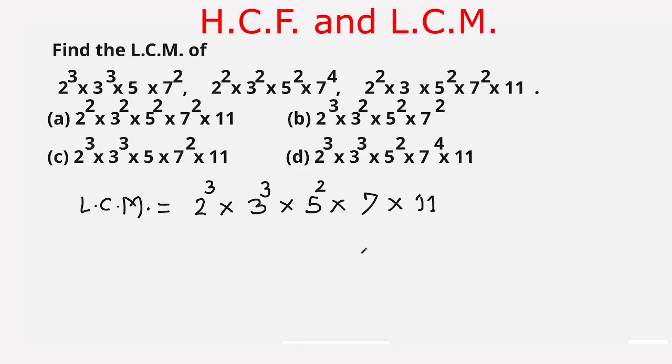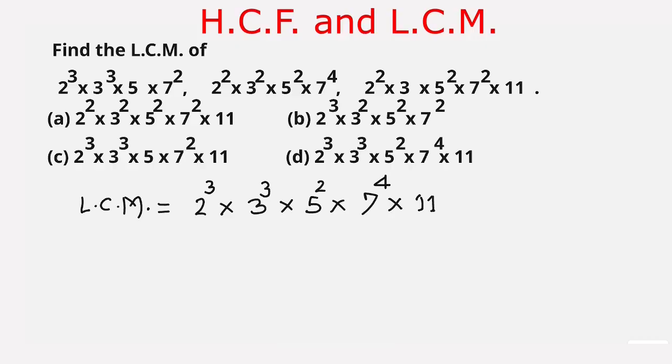The third factor is 7. In first number, 7 has the power 2. In second number, 7 has the power 4. And in third number, 7 has the power 2. So the highest power of 7 is 4. So we will write that power in our LCM. So we write 7 to the power 4.